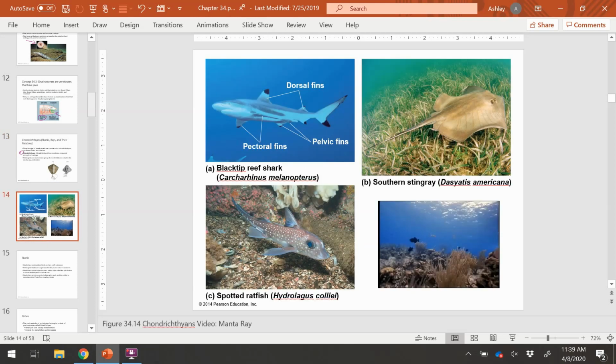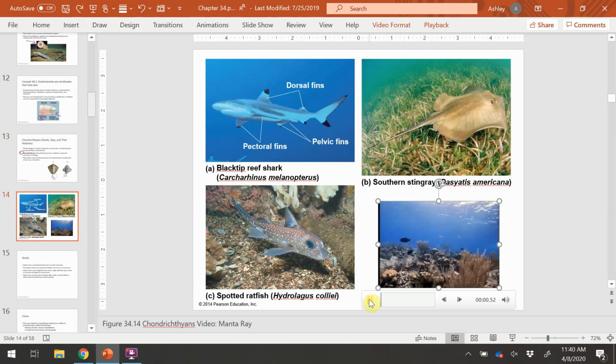So looking at this group here, you can tell they need that cartilage for flexible support while swimming through the water here. So you can see sharks, a ratfish, and a stingray all are in this group. I believe this is a video of a manta ray down here.